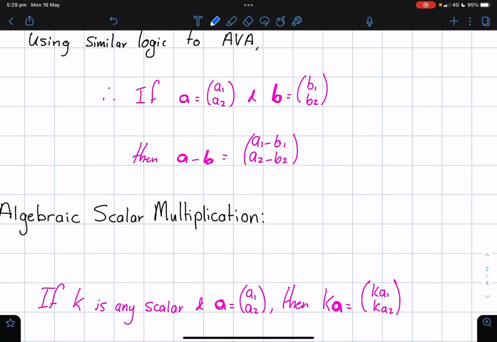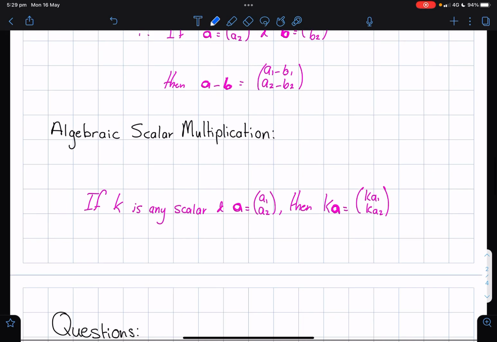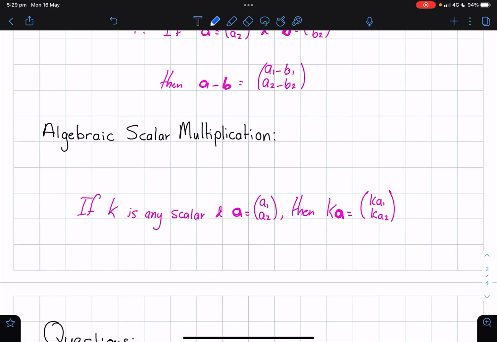Algebraic scalar multiplication. If K is any scalar whatsoever and vector A has components A1, A2, then that scalar K multiplied by vector A equals (K times the A1 component, K times the A2 component). Super simple, logical formula.